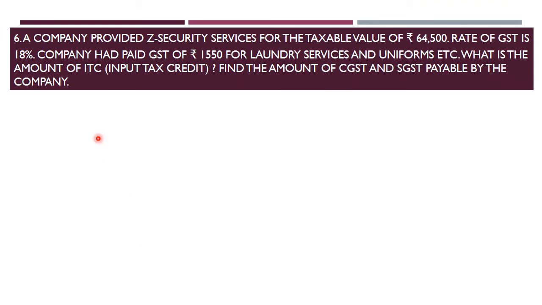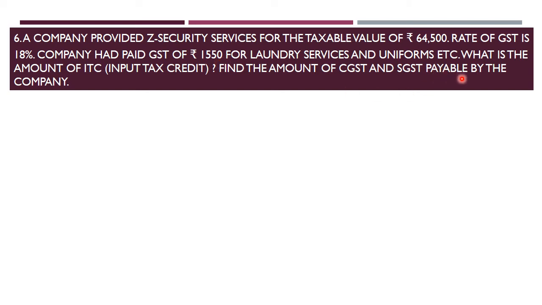Okay, so this is the sixth question. A company provided Z security services for the taxable value of rupees 64,500. Rate of GST is 18%, and company had paid GST of rupees 1,550, that is 1,550 for laundry services and uniforms, etc. Now, what is the amount of input tax credit, and also find the amount of CGST and SGST payable by the company. Okay, so we have to find ITC, that is the input tax credit, and we also have to find what is central GST and what is state GST payable.